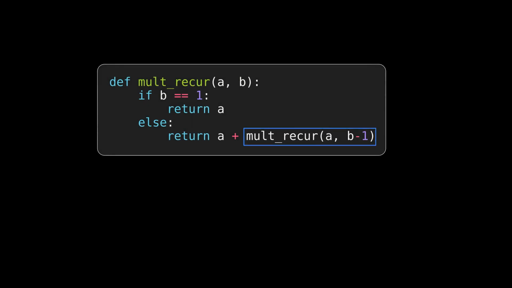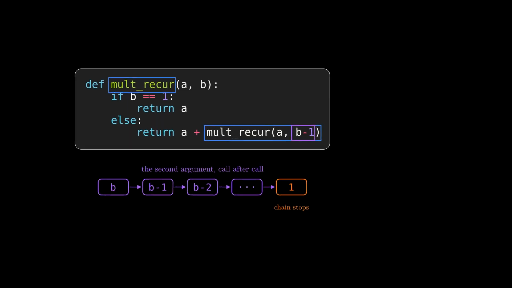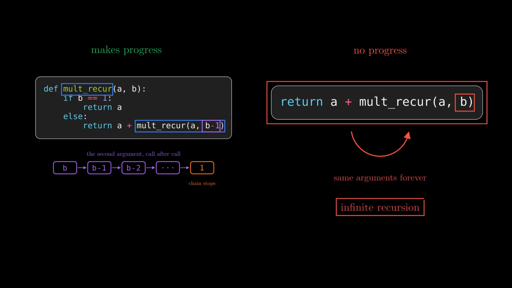The body of multRecur calls multRecur. Using a function's own name inside its own definition is fine, but only because the argument changes. Each call passes B minus 1, so the second argument steps down. B, then B minus 1, then B minus 2, all the way to 1. Where the chain stops. Compare that with returning A plus multRecur of A and B unchanged. That version makes no progress toward the base case, so it recurses forever. Self-reference is safe exactly when every call moves closer to the base case.